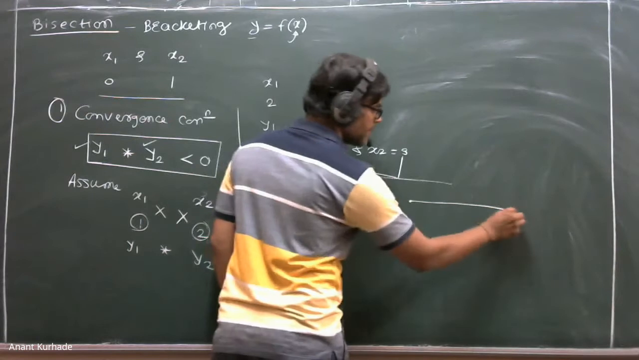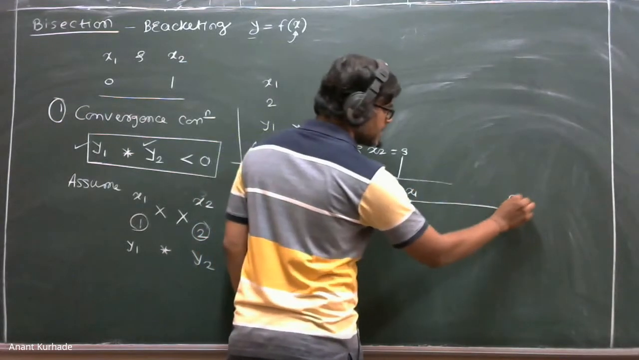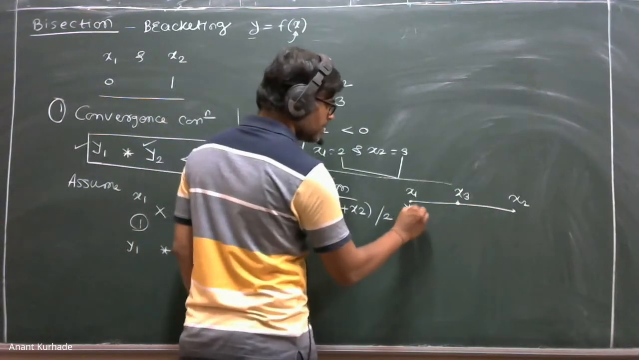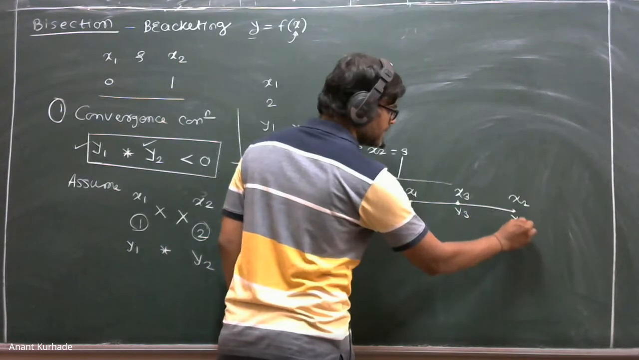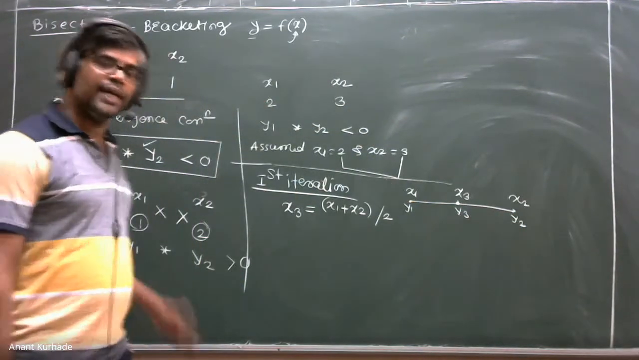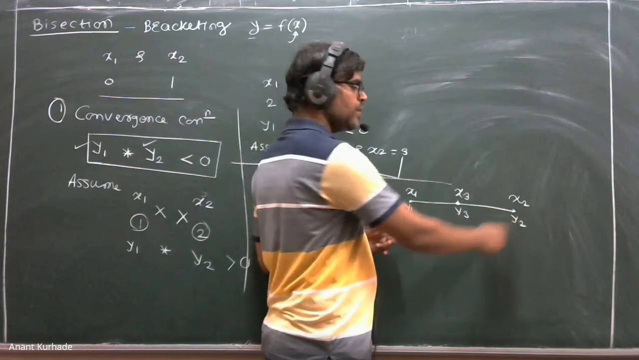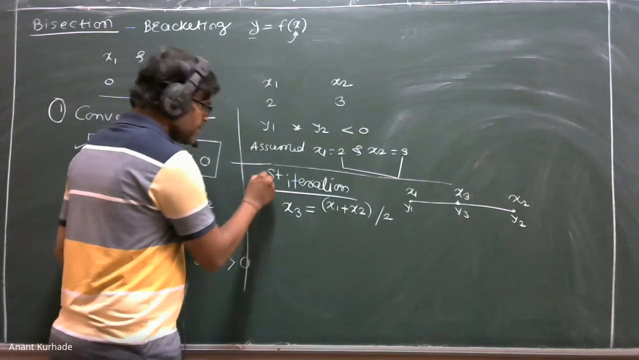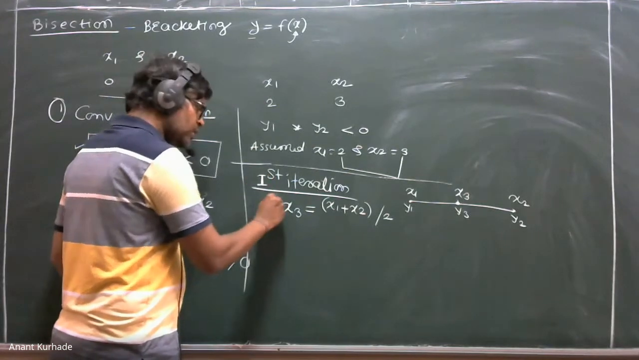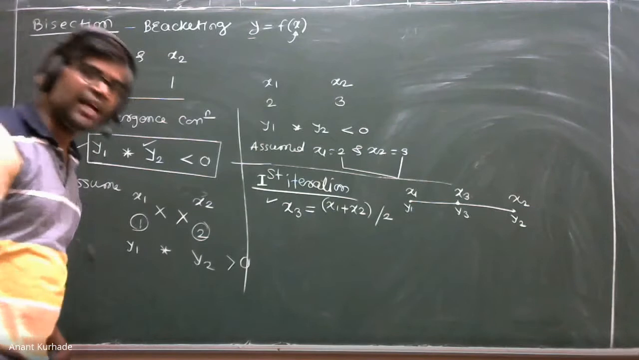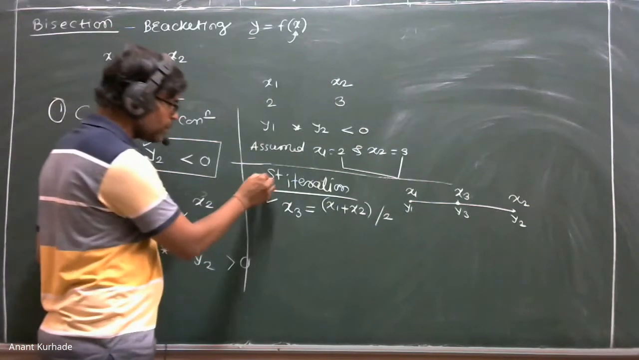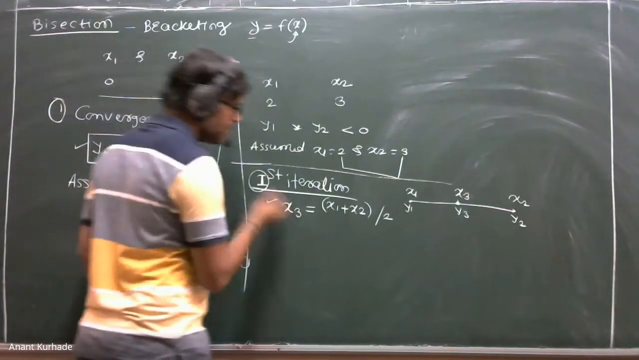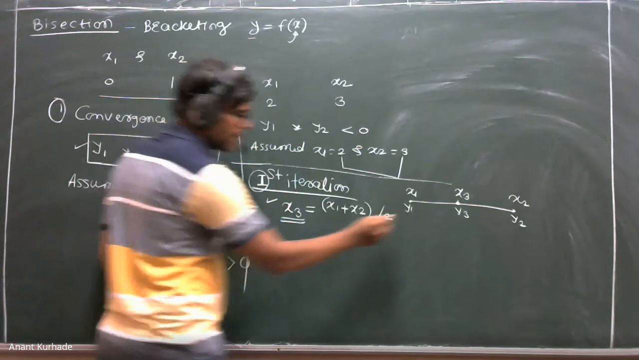Now, this is the value of x1, this is x2, and we have x3. Again, this is y1, this is y3, and this is y2. We can say the root lies between x1 and x2 when y1 and y2 have opposite signs. Now we have a new value, x3, which is again a root estimate, but we cannot say it is exact. We have to perform many iterations so that the answer is very near the exact root. So from x3 we find y3.